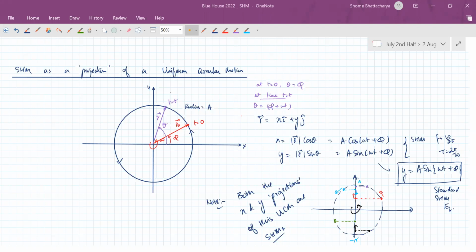Sir, can you explain that dotted diagram again? The particle is going in uniform circular motion, and while it is in that circular motion path, we are looking at how its projection on the y-axis looks. So you can see its projection on the y-axis is going up and down. So that's a simple harmonic motion.